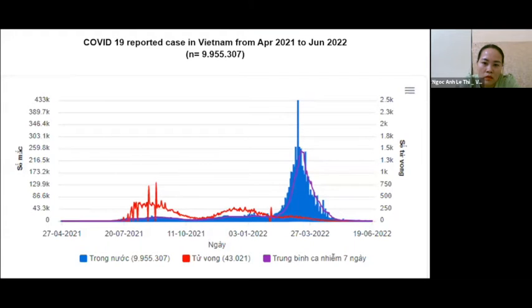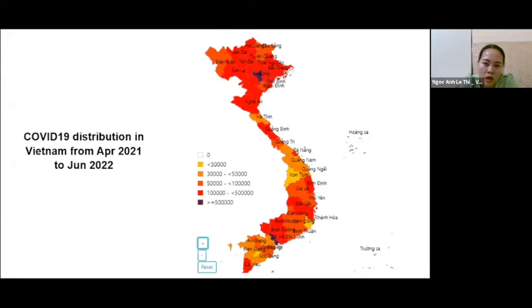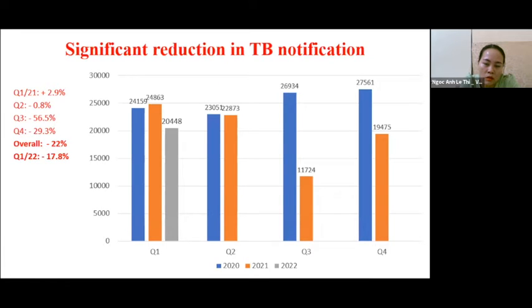The COVID-19 pandemic has affected NTP's TB control and the achievement of the NTP nationwide. You can see that there were many waves of COVID-19, and we reached the fourth wave, which had a big effect on the national TB control program. Next slide, please. So we can see the big gap in the notification compared to 2021.